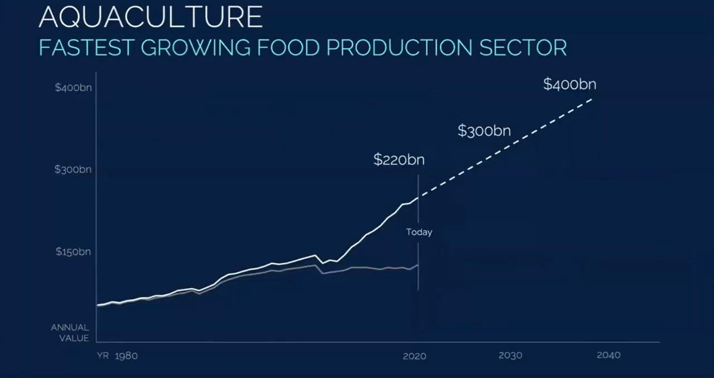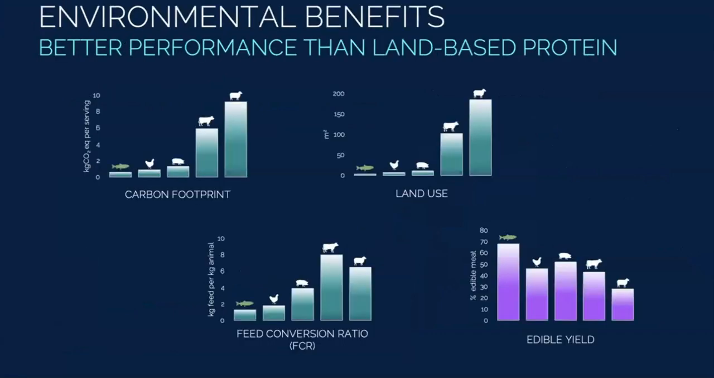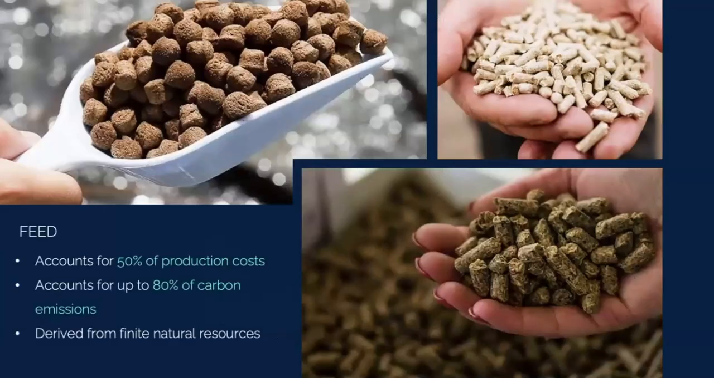You also know aquaculture, fastest growing food production sector, really exciting, tremendous environmental benefits. I always have to give this slide when I'm talking to investors. You folks probably don't need this, but I think it's great to be reminded of it. It has a tremendously low carbon footprint, of course, very low land use profile, excellent feed conversion ratio, and very high edible yield. So great industry you're working in.